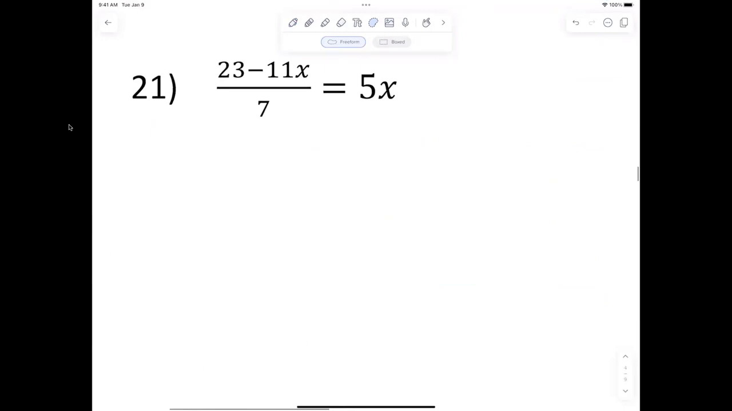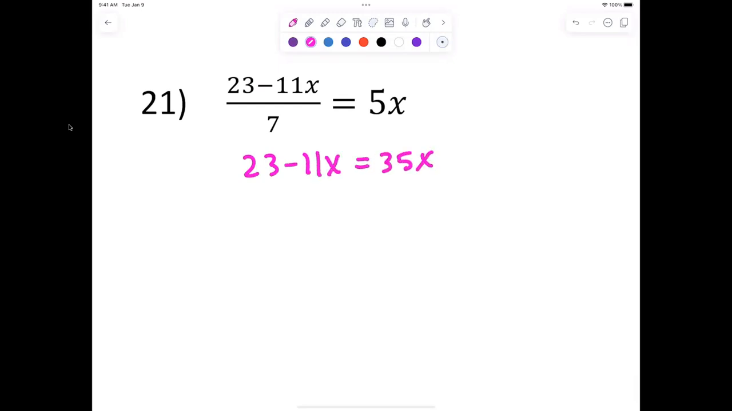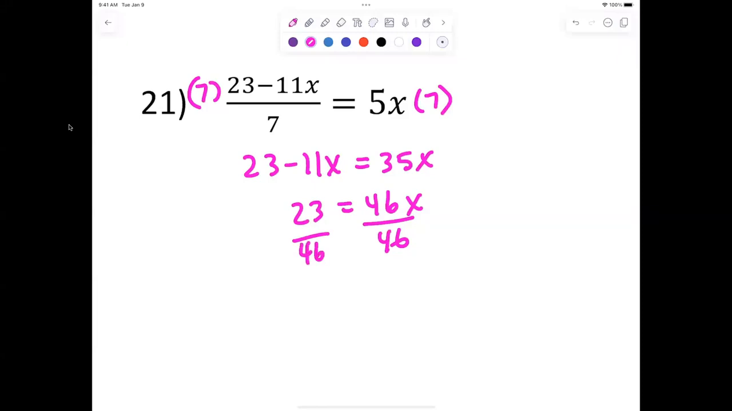All right, here we go. Multiply both sides by 7. 23 minus 11x equals 35x. Does everybody agree with that? Add 11. 23 equals 46x. Once again, most people put down 2. We're dividing by 46, therefore it is 1/2. Now you know. Good for you, sunshine. Let's go.